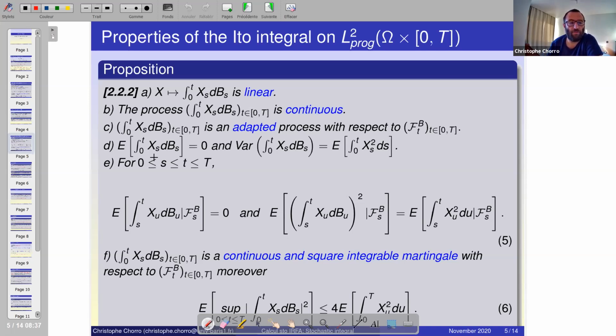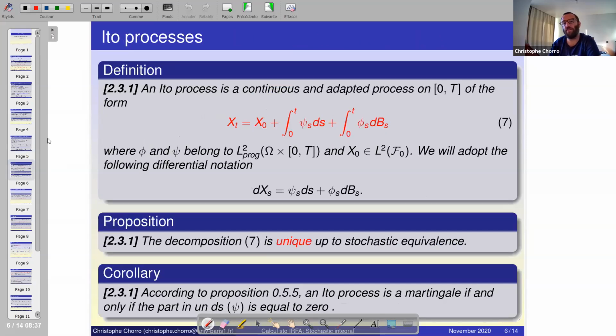So today we are going to focus on what we call Ito processes. And what is an Ito process? You have the definition 2.3.1 here. What is an Ito process? It is a stochastic process.